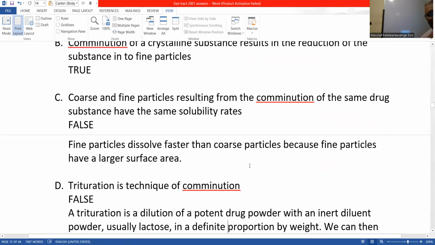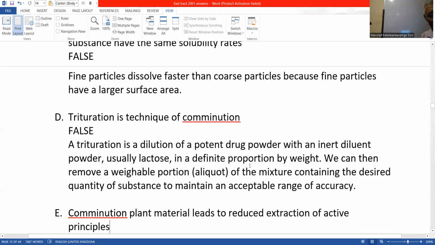Coarse and fine particles resulting from comminution of the same drug substance have the same solubility rate. Now, when you grind, you get large particles and also small particles. Small particles are called fine particles, large particles are called coarse particles. When you put them into water, fine particles have bigger surface area, so they dissolve quickly. Coarse particles dissolve but slower than fine particles.